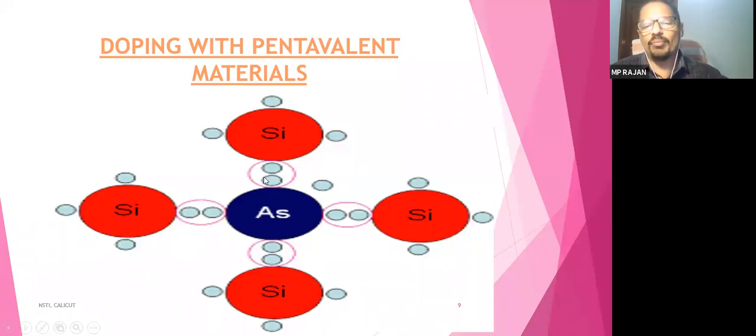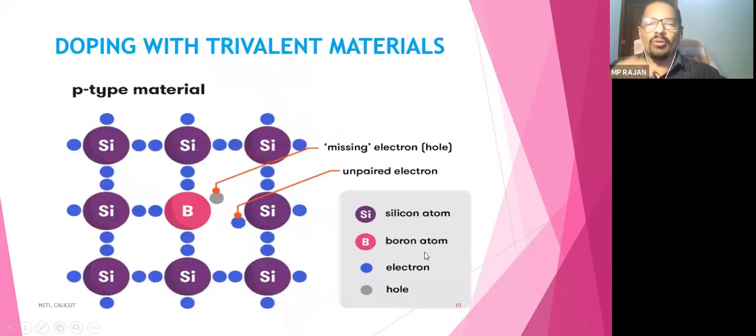When you dope with a pentavalent atom like arsenic, one electron becomes excess, because its outermost shell has 5 electrons, but silicon needs only 4 electrons for sharing, so the fifth one is free. Now you can say there are a number of free electrons available. So in this arrangement, we call this an N-type semiconductor. Negative, it has negative charge. N-type semiconductor.